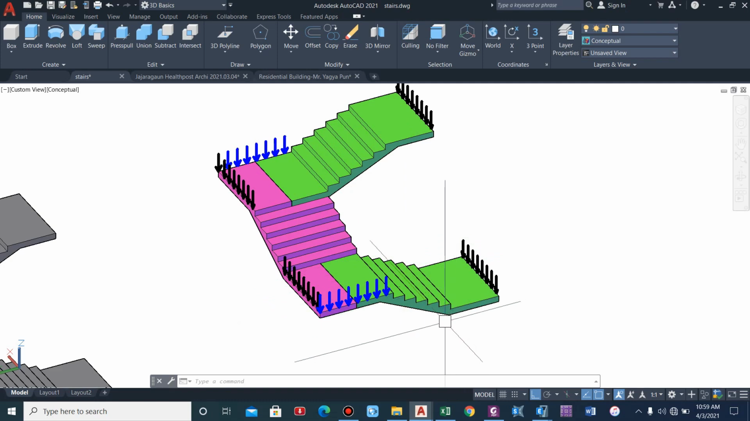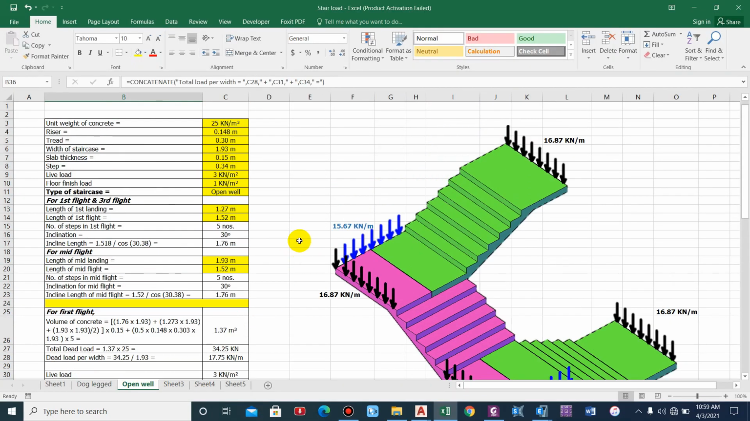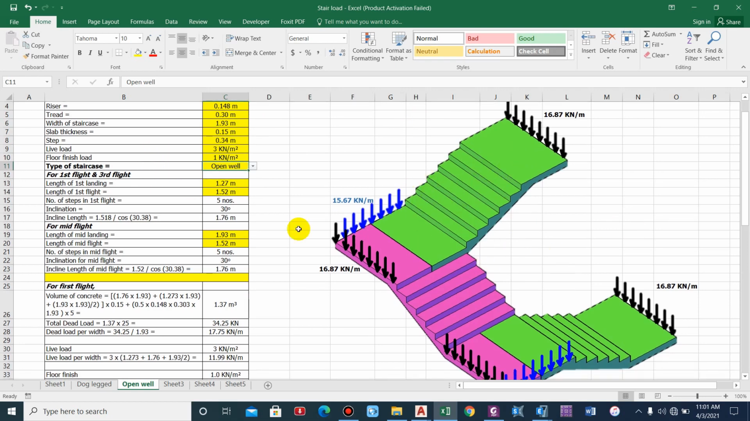Now let us calculate the load. So I made a separate sheet for that as well. The dimension is kept same. So 25, riser is 0.148, tread 0.306, and similarly width of the staircase is 1.93, and slab thickness is 0.15, step 0.34. Slab load is taken as 3 kN per meter square, floor finish 1 kN per meter square. Type of staircase: open well. So that means we will consider the load of both the flights.